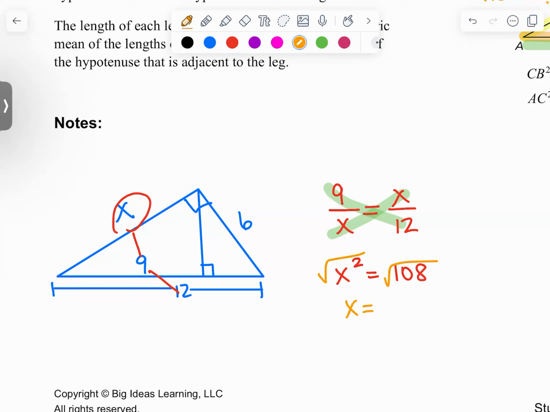X equals the square root of 108. 108 is 36 times 3, so it simplifies, since 36 is a perfect square. Okay, that's the worst part.